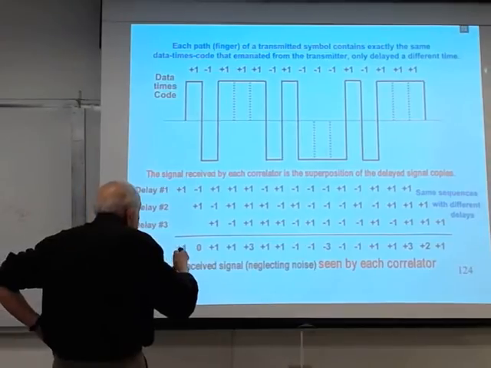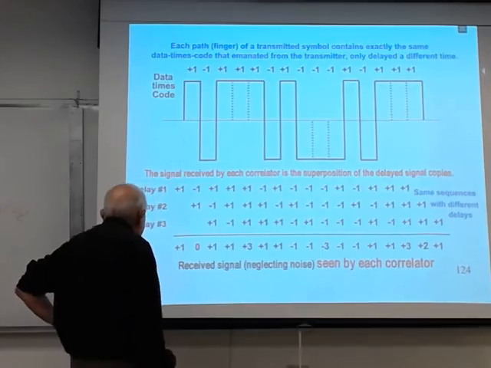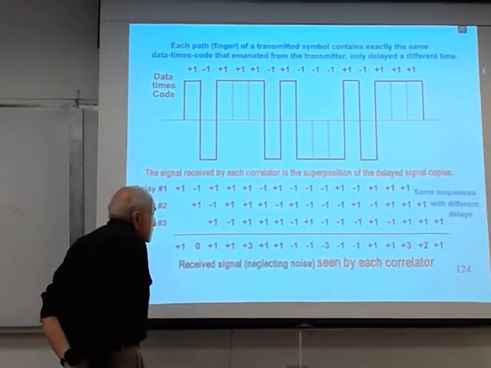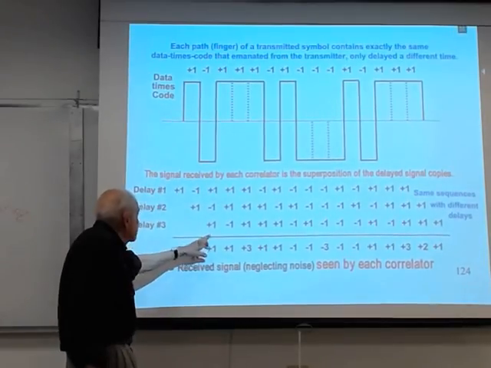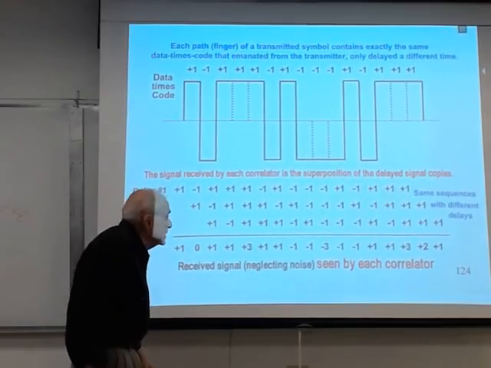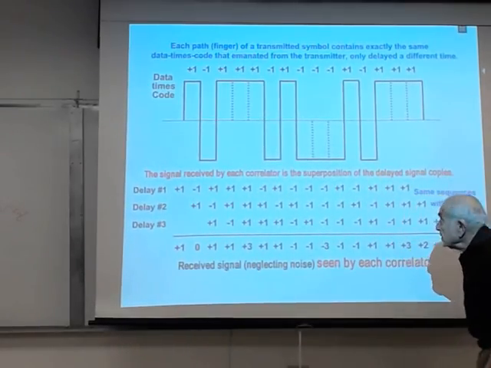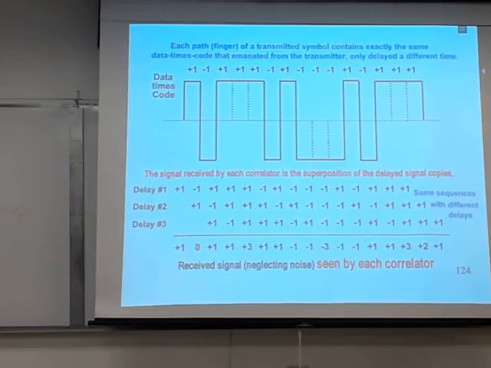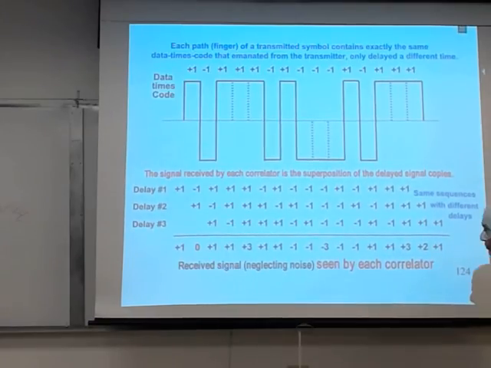And the signal received by each correlator is the superposition of the delayed signal copies. So here is delay number 1, which is 0 delay, and here is delay number 2, and here is delay number 3. This has 1 delay, this has 2 delays. So these are the same sequences with different delays, and this is after I have multiplied the code by the data, and then I add them up. This is the received signal seen by each correlator.